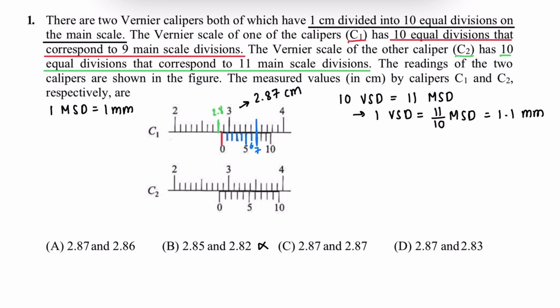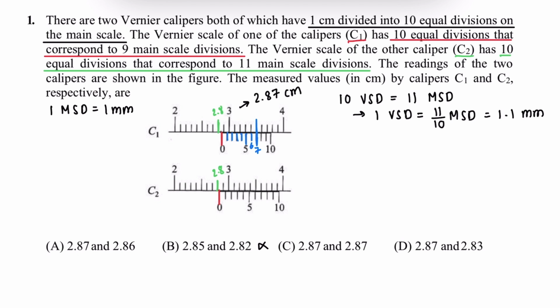So first we're going to find the Vernier 0, which is right here. And then we're going to find the corresponding main scale division, which is this. And that is 2.8, as before. Now let's draw this out a little.